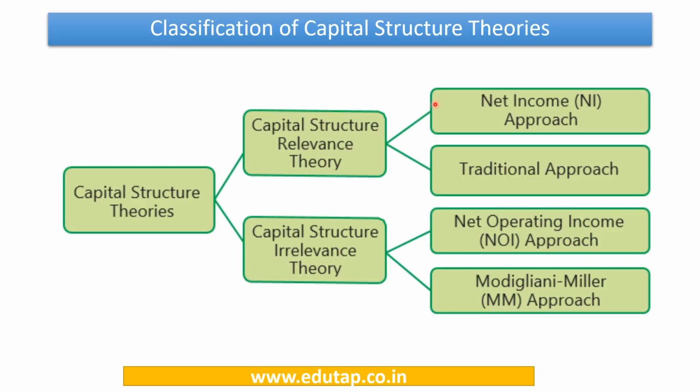Under the relevance theory, we have the net income approach and the traditional approach. These are the approaches which feel that the composition of capital structure is relevant to the value of the firm and the cost of capital. On the other hand, the irrelevance theories are the net operating income approach and the Modigliani-Miller approach, or MM approach as it is popularly referred to. These approaches feel that the composition of capital structure has no effect on the value of the firm. So this is something we have to remember, that there are relevance theories and irrelevance theories, and these are the relevance theories and these are the irrelevance theories.